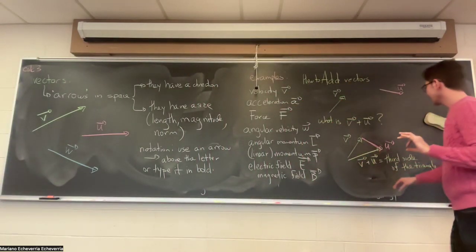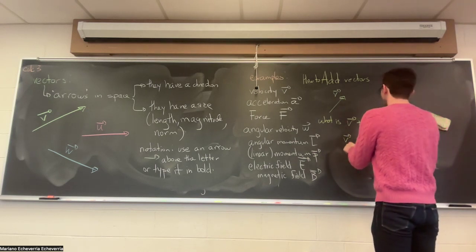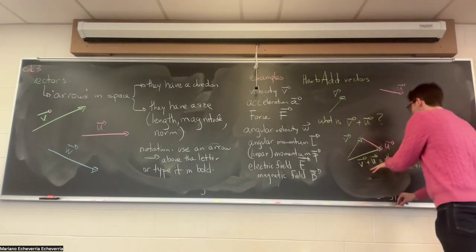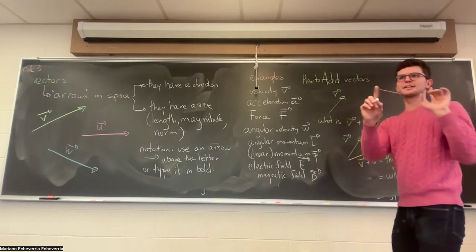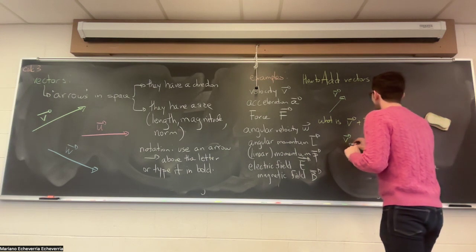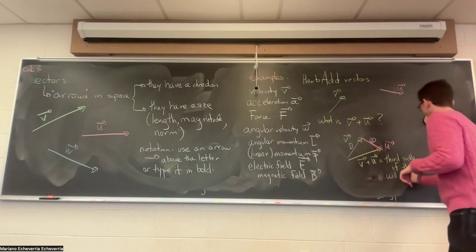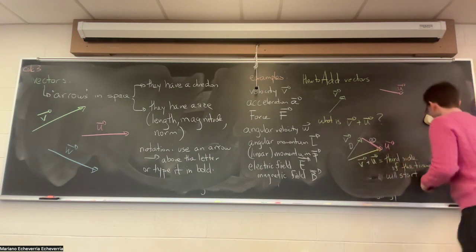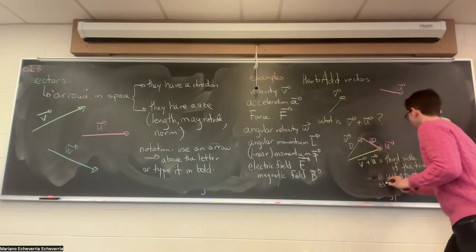So this one, let's say, will start where B ends. And this is the fun part that I'm about to show you. Let's call this vector 1 and this vector 2. So this one will start where 1 starts and ends where 2 ends, okay?